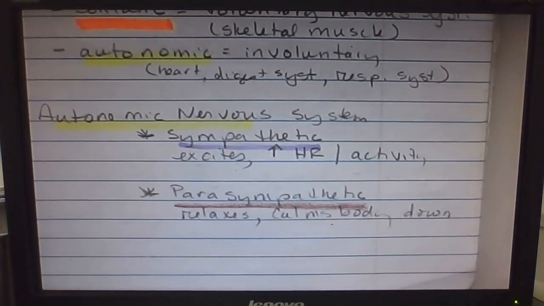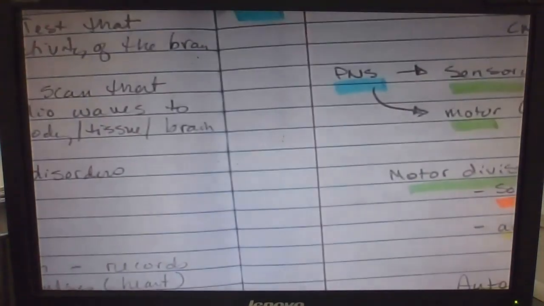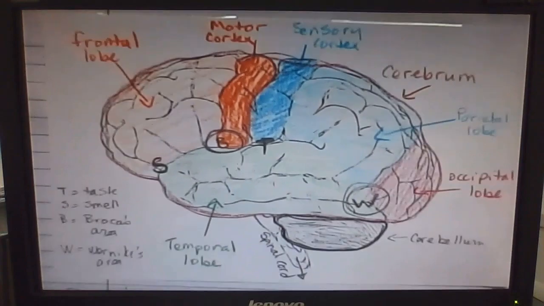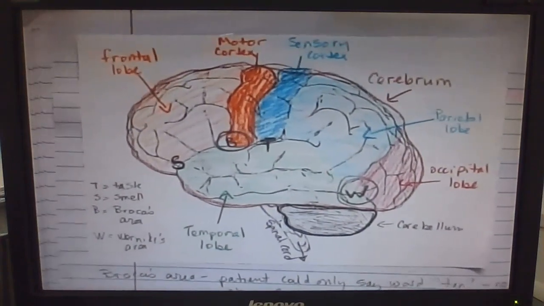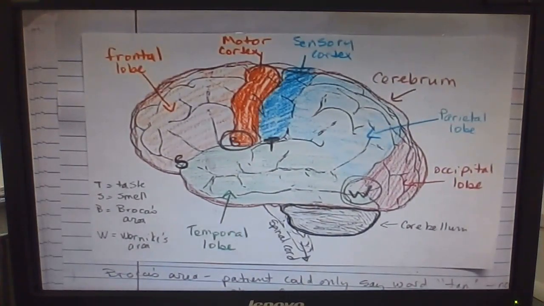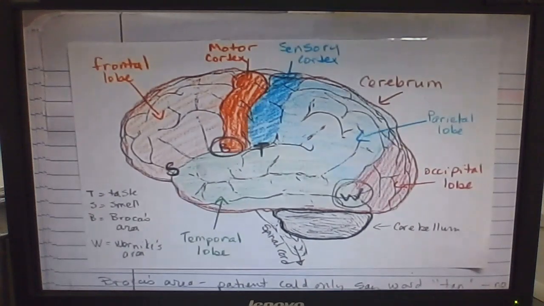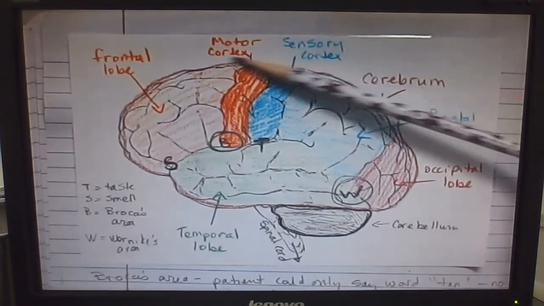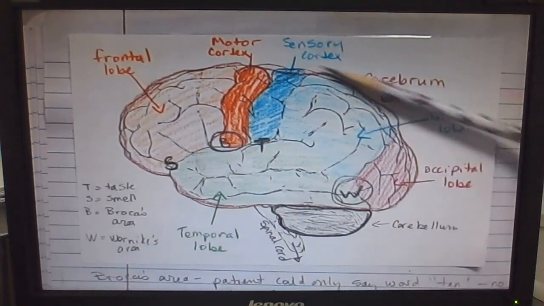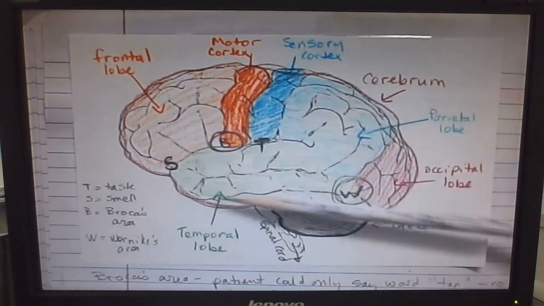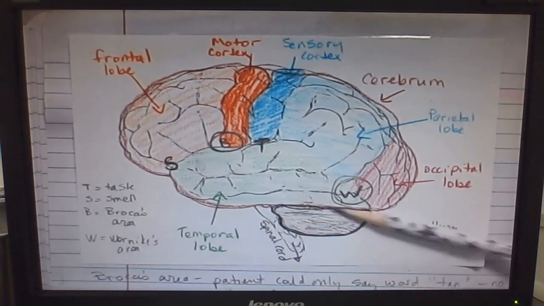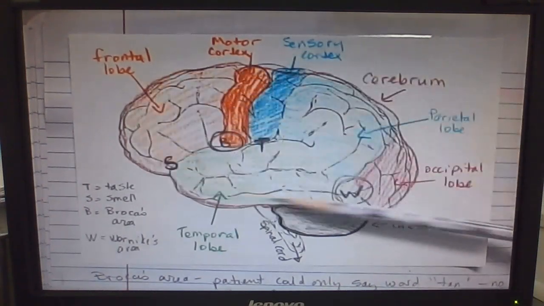All right, next let's look at the lobes of the brain. Okay, so I've used color to help me distinguish what we have going on here. The cerebrum is all of this area right here. So the cerebrum is all of your brain except for the cerebellum. So this is the cerebellum, the rest is the cerebrum.